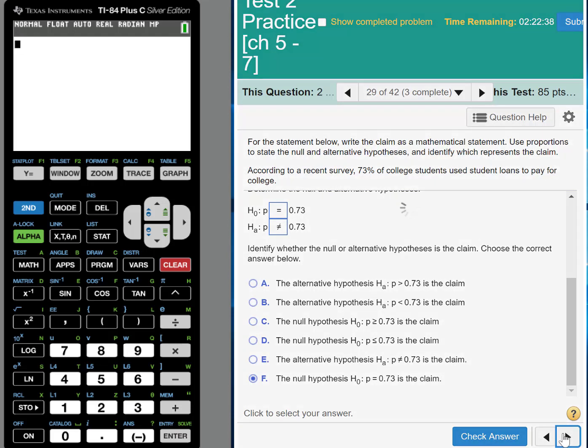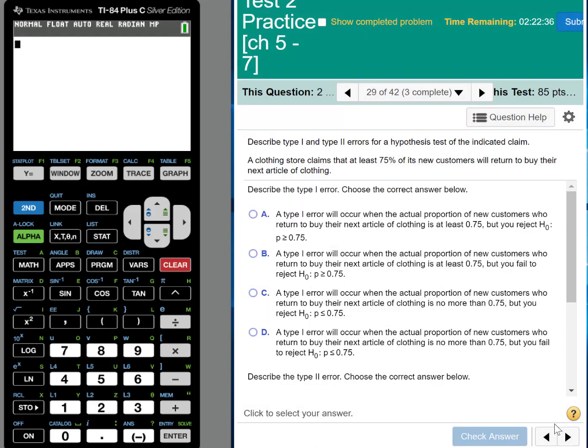Alright, so next question. Describe type 1 and type 2 errors for the hypothesis test of the indicated claim. A clothing store claims that at least 75% of its new customers will return to buy their next article of clothing. At least means greater than or equal to, and the claim happened to be in the null hypothesis. What is type 1 error? Type 1 error means when you reject the null hypothesis when it is true.